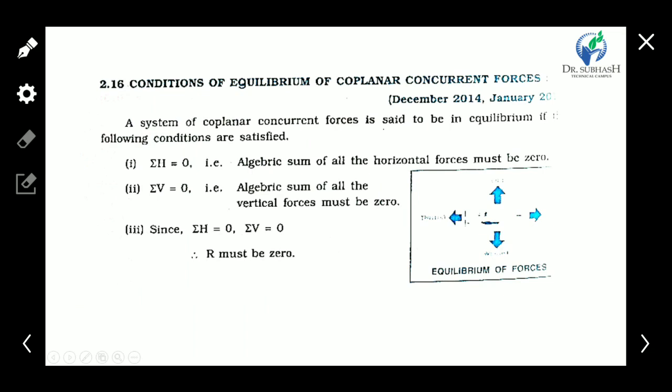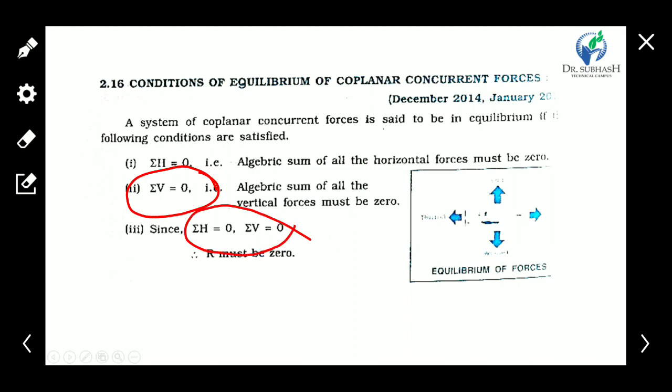So, conditions for the equilibrium of coplanar concurrent forces. Coplanar concurrent forces are said to be in equilibrium if the summation of horizontal components of all forces is 0, and the summation of vertical components of forces is 0. If both are 0, then the resultant is 0. Then we can say that the coplanar concurrent force system is in equilibrium.